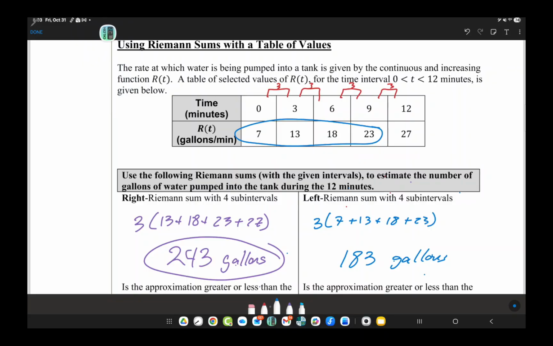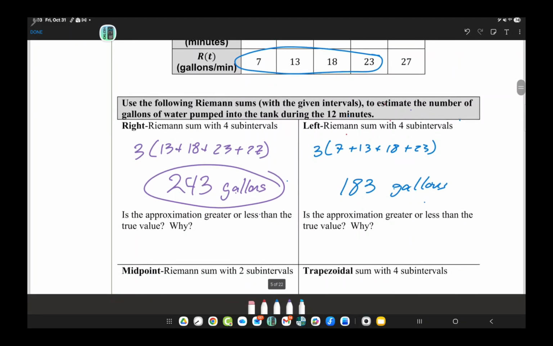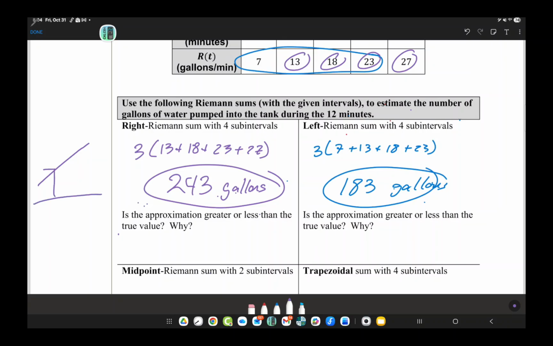Now, the question is, is this an overestimate or an underestimate, and explain why? Now, if I use the values to the right, looking at this, what kind of function is this? Is this increasing or decreasing? Increasing. So as I have an increasing function, using the right Riemann sum is always going to give me an overestimate on an increasing function.